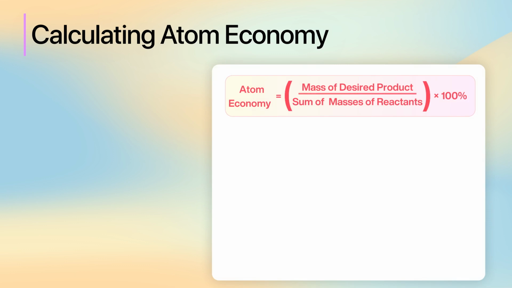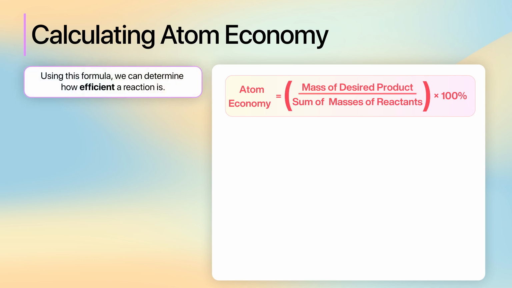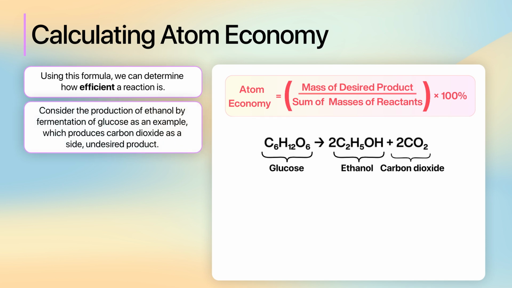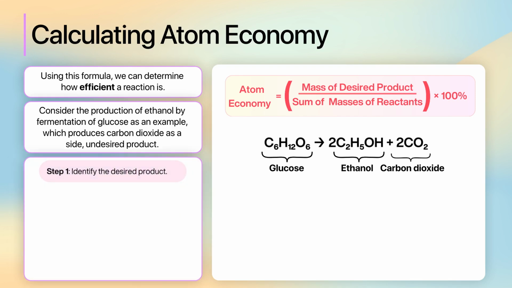Now, let's move on to how we calculate atom economy. This is the formula. Atom economy equals mass of desired product divided by sum of masses of reactants multiplied by 100%. Using this formula, you can determine how efficient a reaction is. Let's go through an example to illustrate this. Consider the production of ethanol by fermentation of glucose as an example, which produces carbon dioxide as a side, undesired product.